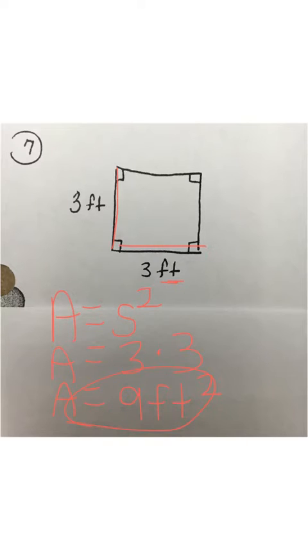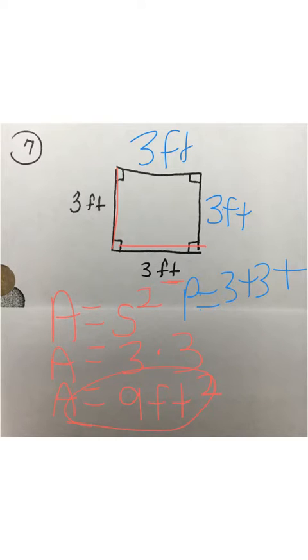For perimeter, squares have the same length all around them, so we know that each side is 3 feet. So for perimeter, it's just 3 plus 3 plus 3 plus 3, and you will get that the perimeter is 12, and the unit is feet. 12 feet is your answer.